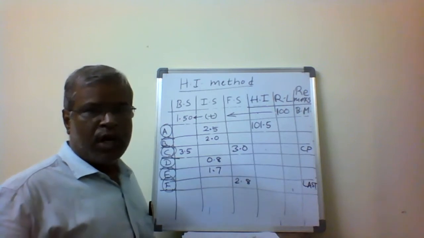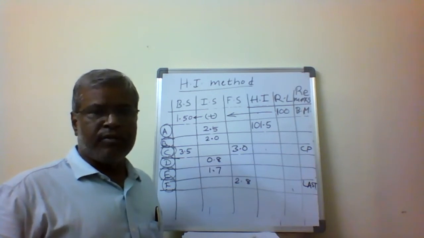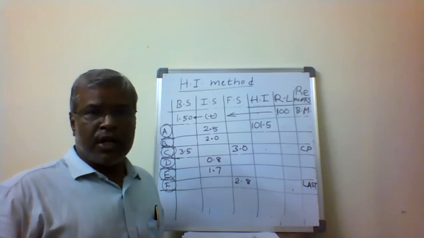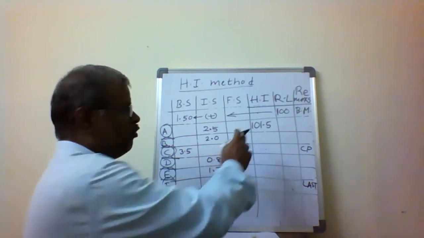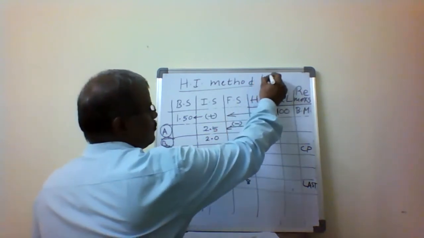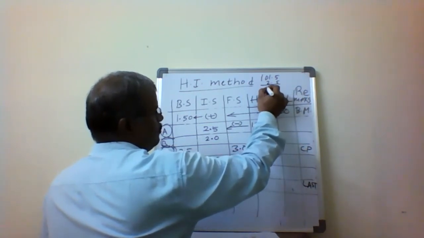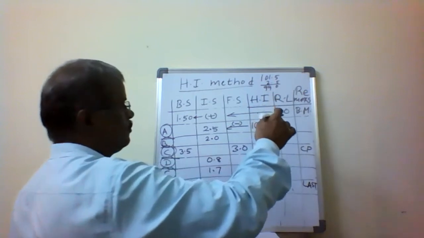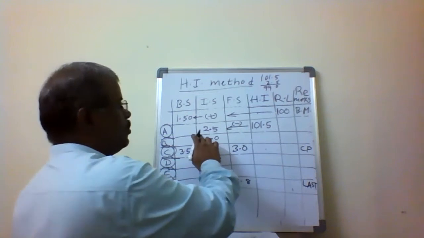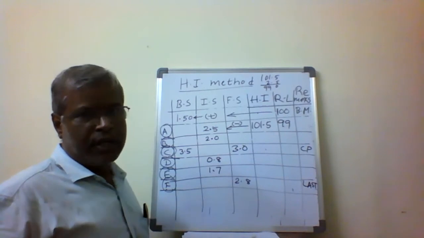After the height of the instrument is calculated, we already saw that from the height of the instrument, the intermediate sight reading will be subtracted and the foresight reading also is going to be subtracted. We are able to get the reduced level or elevation of that point. Now 1.5 minus 2.5. So the reduced level of this point is 99.